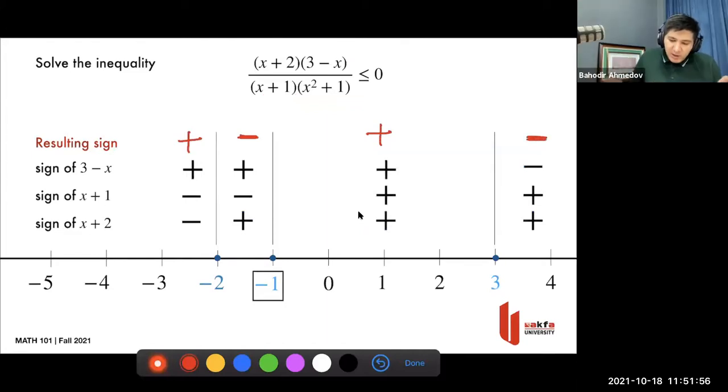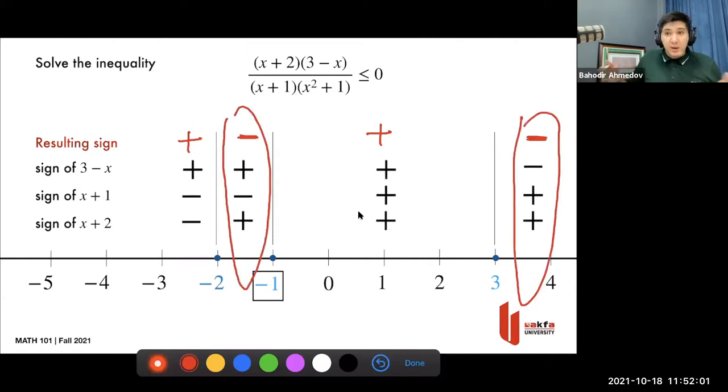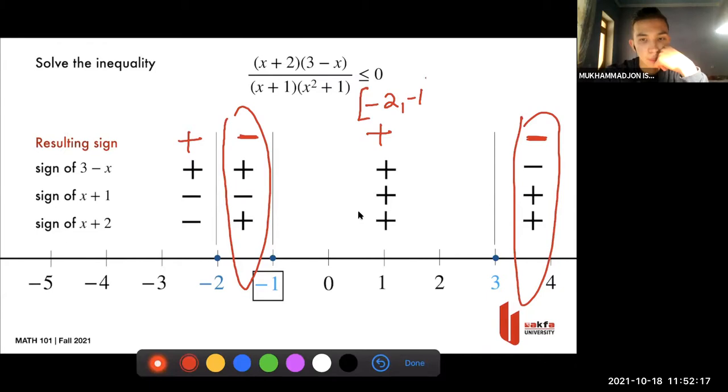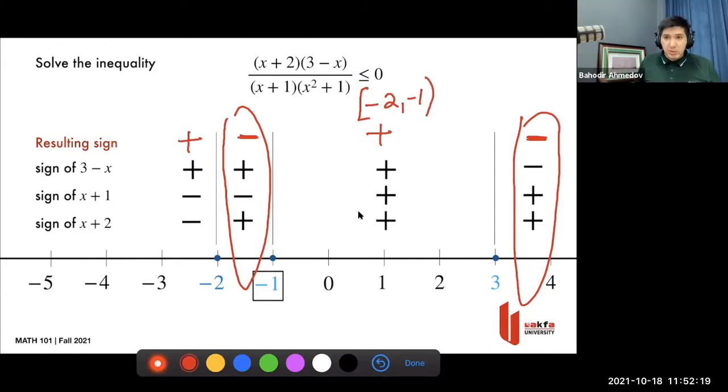There are 2 intervals where the resulting sign is negative. It is here and it is here. And they are the solutions of this huge inequality. So even though it looks very difficult, systematically it is not so difficult to solve. It is going to be from minus 2 to minus 1. The minus 2 is going to be included, and minus 1 not, because x cannot be equal to minus 1. And union, from 3 to infinity.